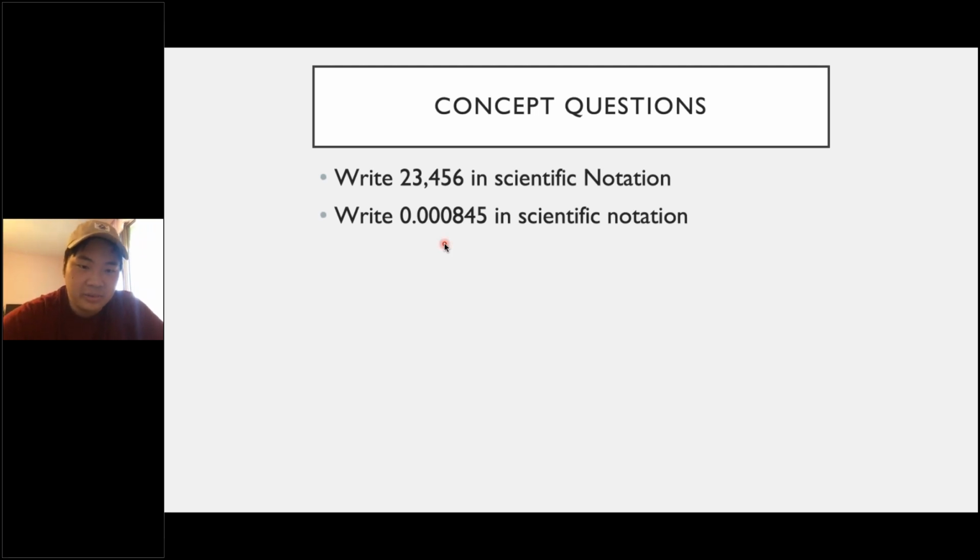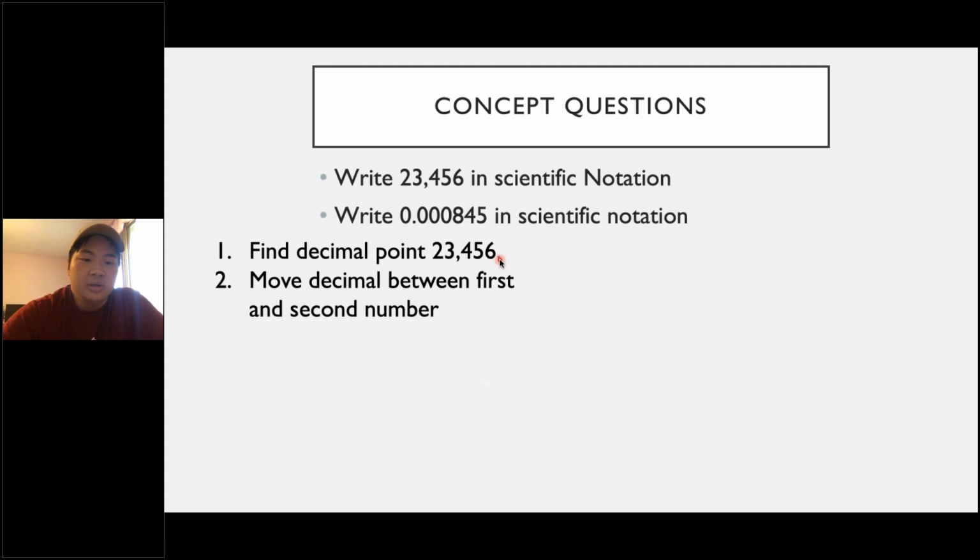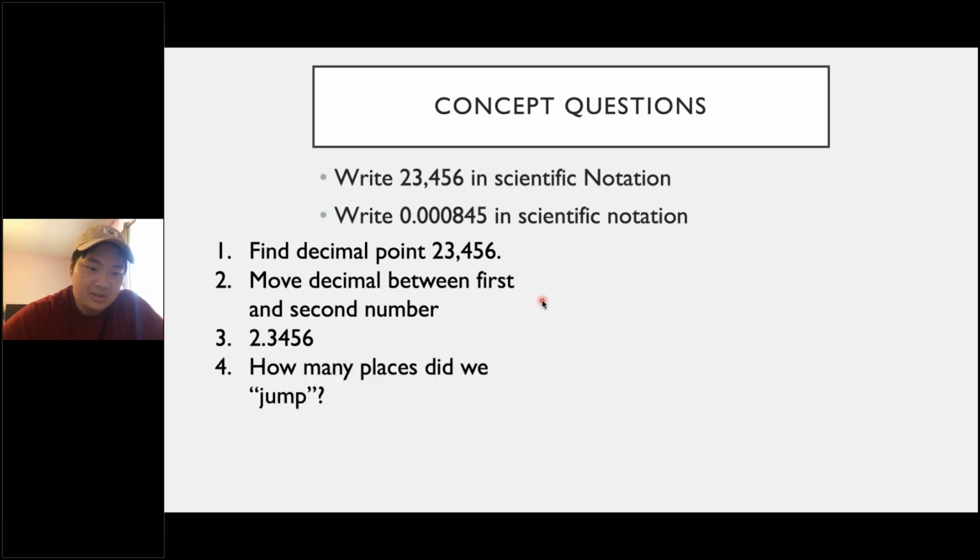All right, so now I'm just going to go over it. So we have 23,456. Well, what did we do last time? We first found the decimal point. And again, since it's a big number, a whole number, there are no decimals. So we just put it right here on the right side, right at the end after the 6. So we move the decimal between the first and second number, just like we did last time. So it's going to be between the 2 and the 3 here, because they're the first numbers. So it's going to be 2.3456. We're going to look at how many places we need to jump to get 2.3456. Well, we're going to do it.